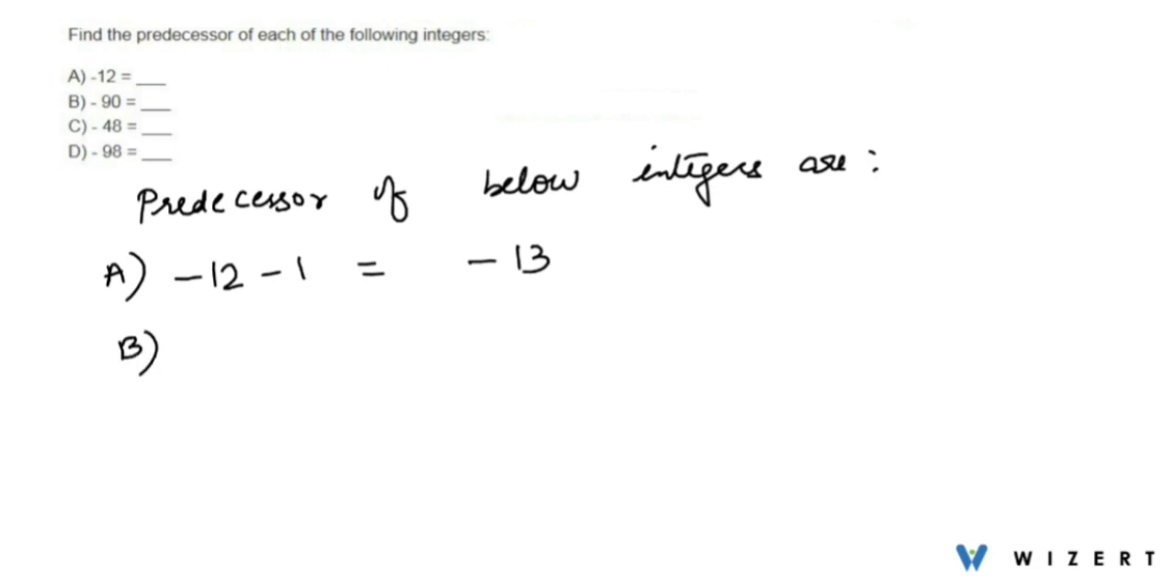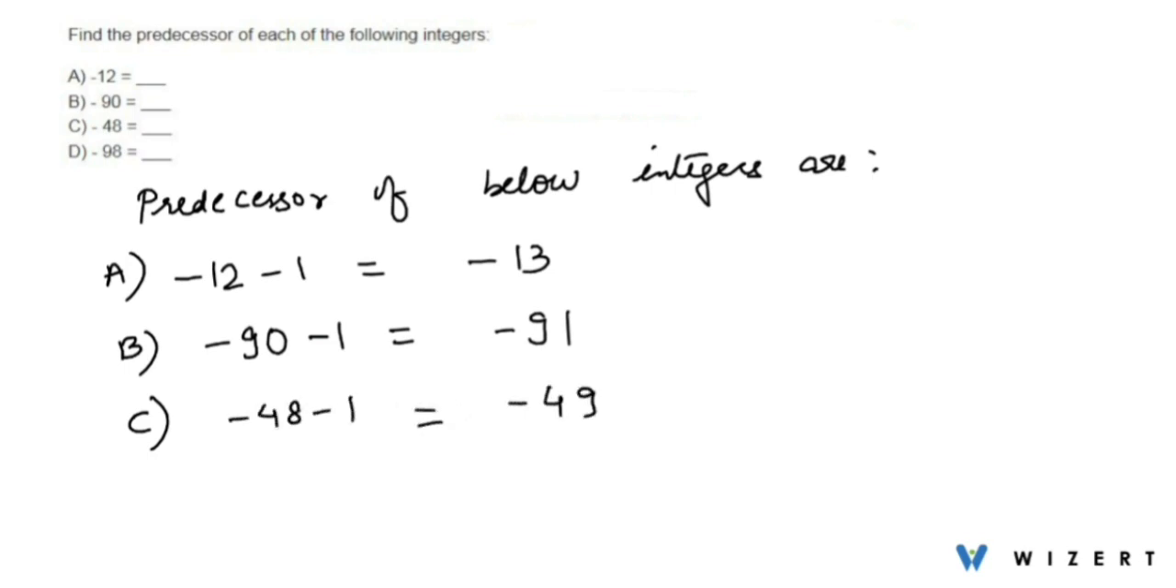Similarly, for the second option we can see it is minus 90. So minus 90 minus 1 will give minus 91. Similarly, the predecessor of minus 48 is minus 48 minus 1, that is minus 49, and the predecessor of minus 98 is minus 98 minus 1, which is equal to minus 99. So these are the answers.